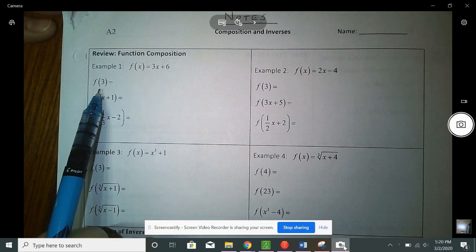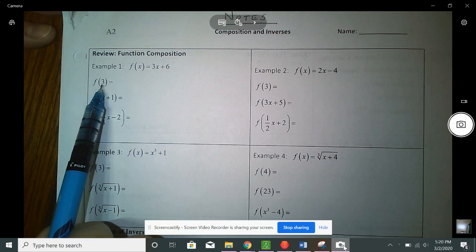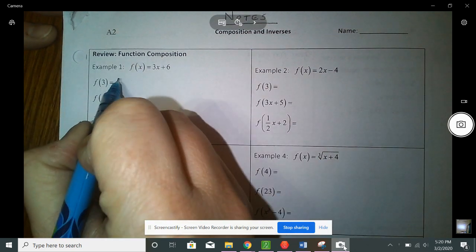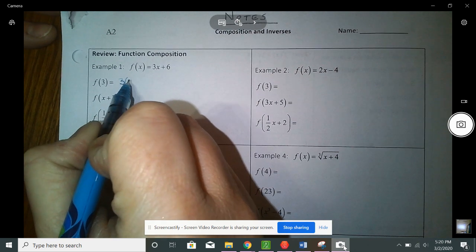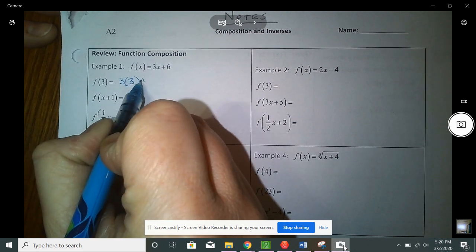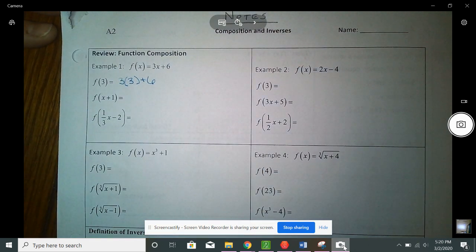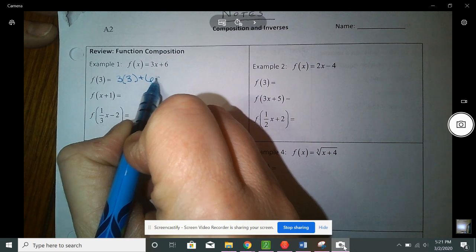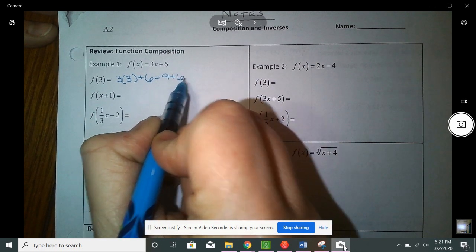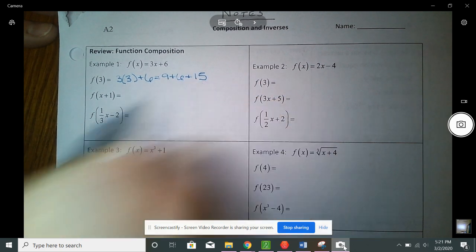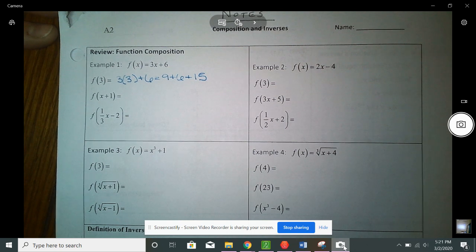So my first example is find f of 3. Find the function where 3 is the input. So that would look like this. The input location is multiplying the 3, and then we add the 6. So we're really just substituting 3 where x was. Now we simplify. 3 times 3 is 9, and 9 plus 6 is 15. So f of 3 is 15.